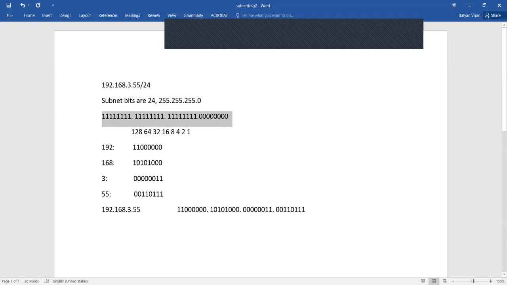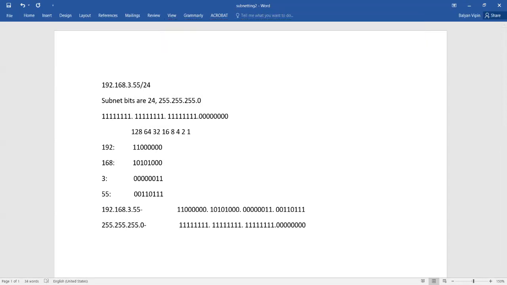So in order to find the network ID of this 192.168.3.55 for a subnet mask of 255.255.255.0, which is this, we need to do a logical AND of these two numbers in binary.